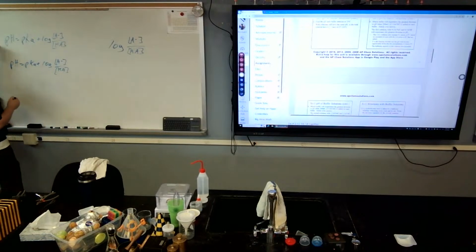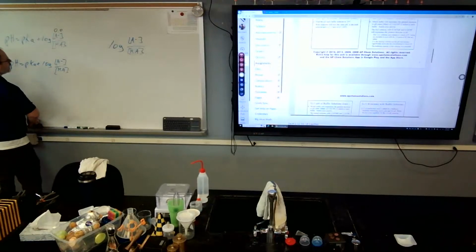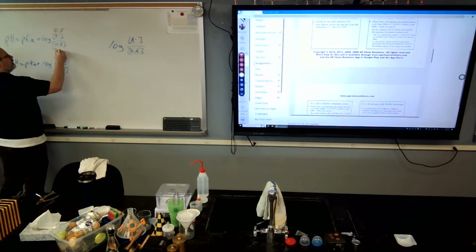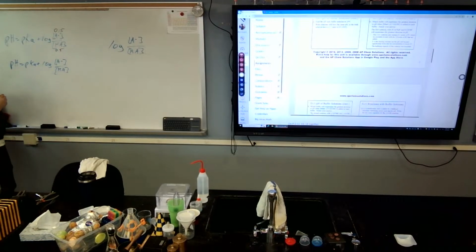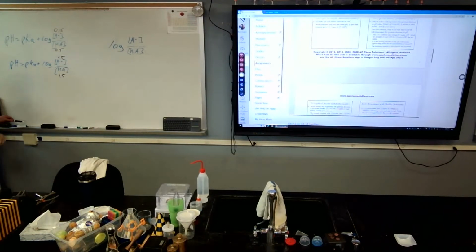So here's solution 1, here's solution 2. Solution 1 has a concentration of 0.5 over 0.5. Solution 2 has a concentration of 1.5 over 1.5. Will they have the same initial pH? Yes, they're the same chemicals. So the pH is still equal to pKa, because in both cases the ratios are exactly the same. In this case, 1.